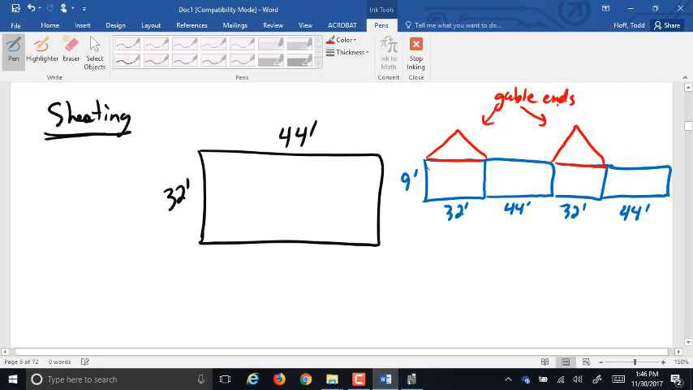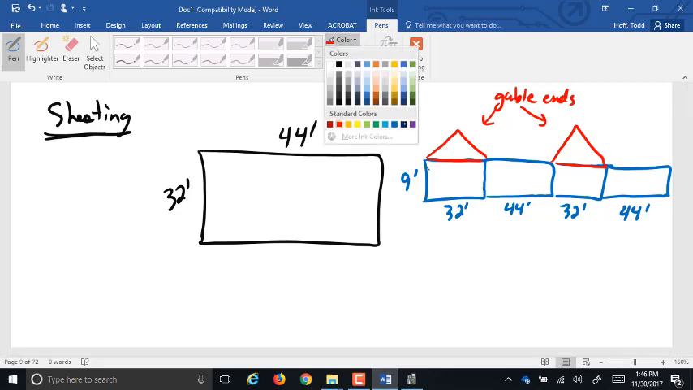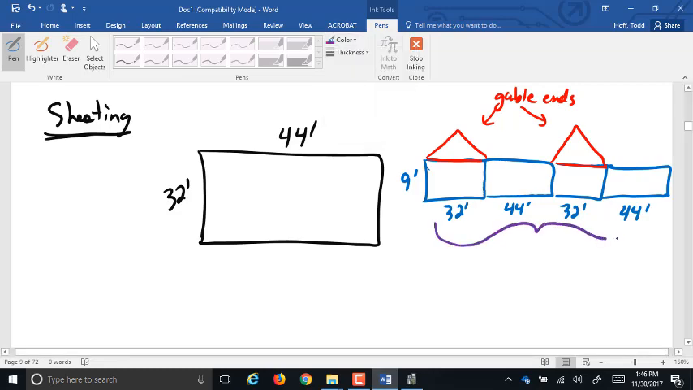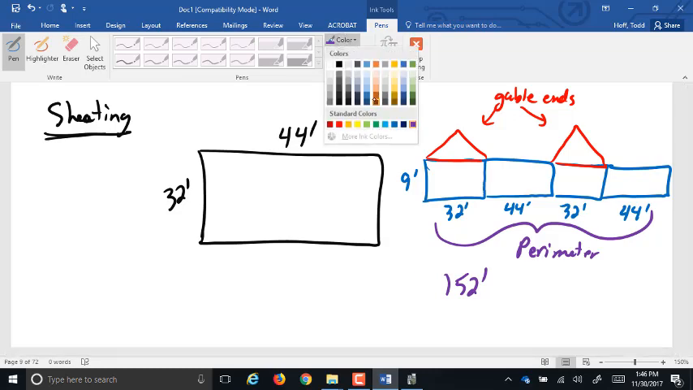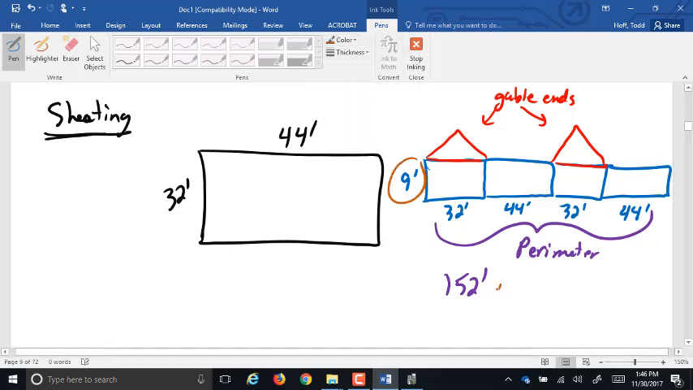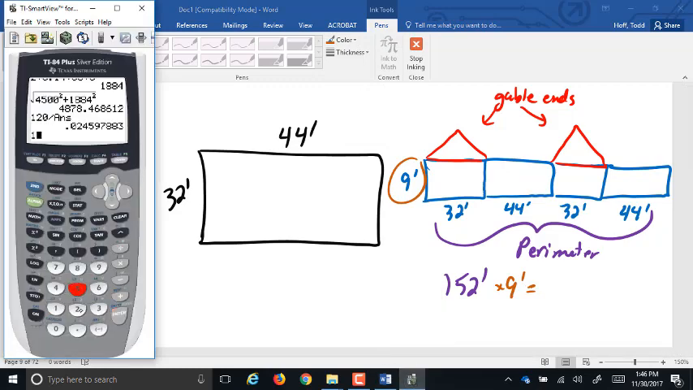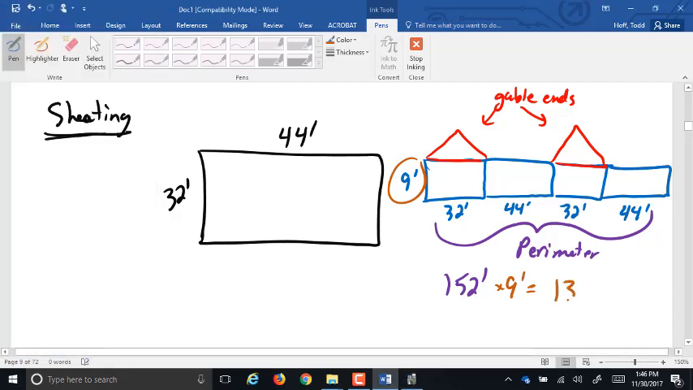So for exterior wall sheeting, what we're looking at is this dimension here, which is just the perimeter of the house, right? That is what, 76 times 2, 152 feet is the perimeter of the house. Times that 9-foot wall height. So 152 times 9 is 1,368 square feet.